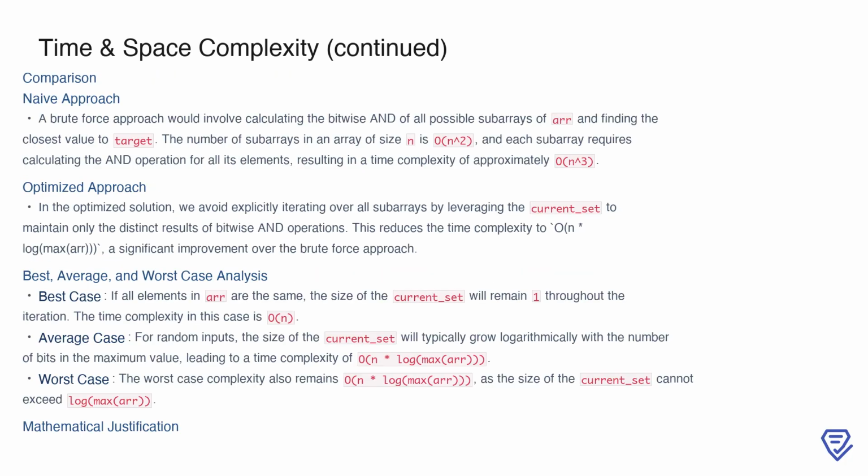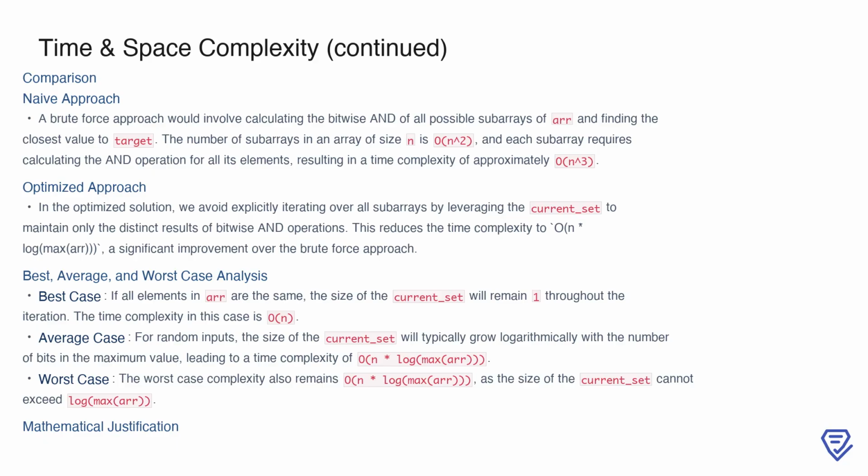To better understand the efficiency of this solution, let's compare it to a naive approach. In a brute force solution, we would calculate the bitwise AND for all possible subarrays of ARR and then find the closest value to the target. Since an array of size n has O(n^2) subarrays, and calculating the AND for each subarray involves iterating over its elements, the time complexity of the brute force approach would be approximately O(n^3). In contrast, the optimized approach avoids explicitly iterating over all subarrays by leveraging current_set to track only distinct results from bitwise AND operations. This reduces the time complexity to O(n * log max ARR), which is a significant improvement.